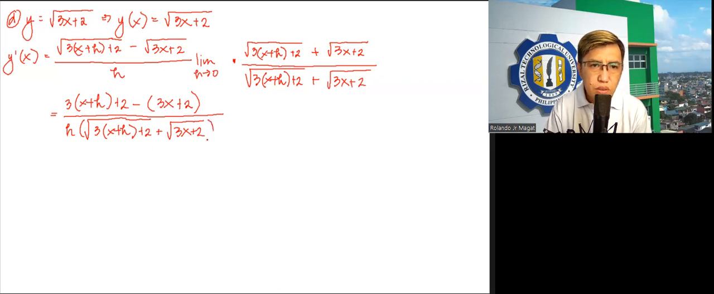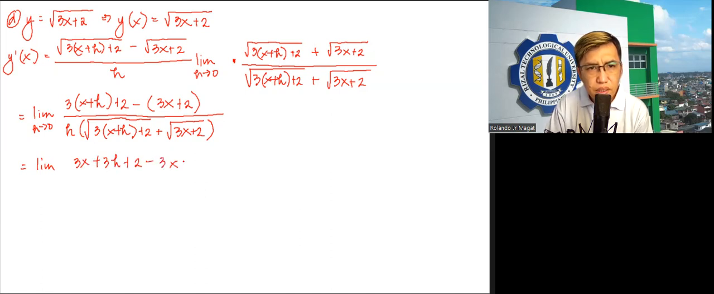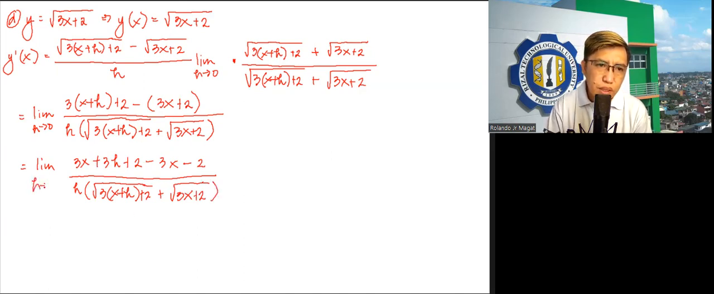Simplifying the numerator, where's the limit? The limit disappeared, let's add it again. As h approaches 0, what we have is the limit of 3x plus 3h plus 2 minus 3x minus 2 all over h times the square root of 3 times x plus h plus 2 plus the square root of 3x plus 2. Then we can cancel as h approaches 0. We can cancel out 3x, this is 0 already. We can cancel out 2, this is 0 already. We can also cancel out h, this becomes 1 already.